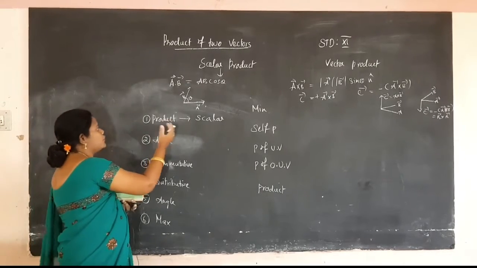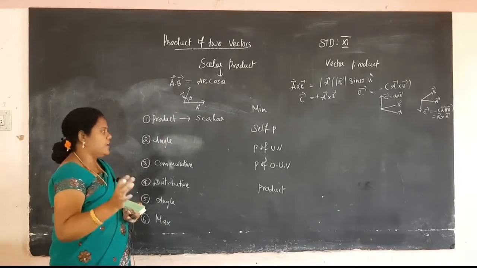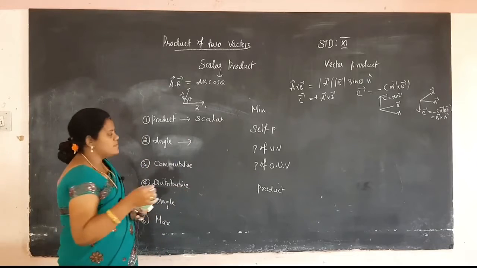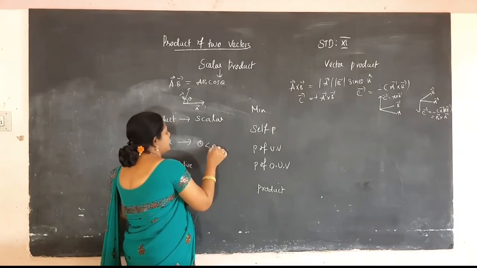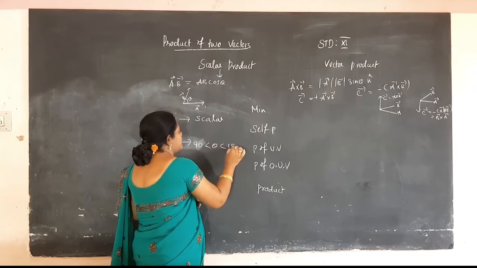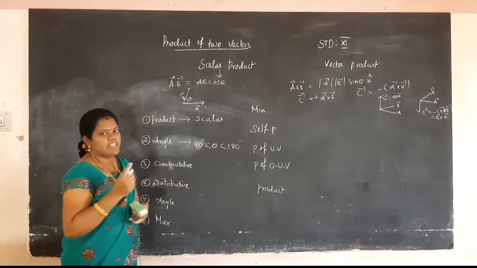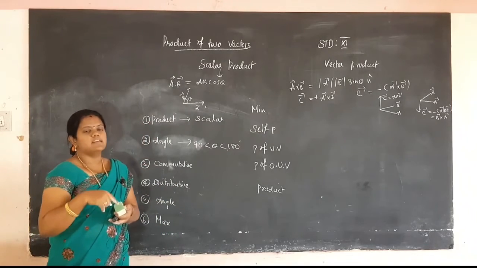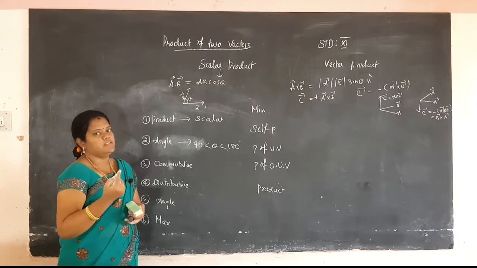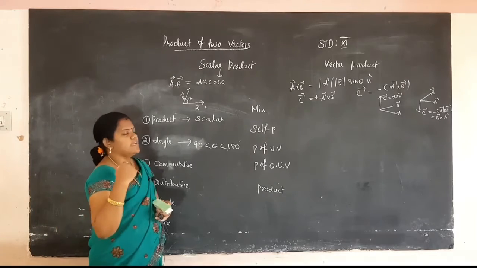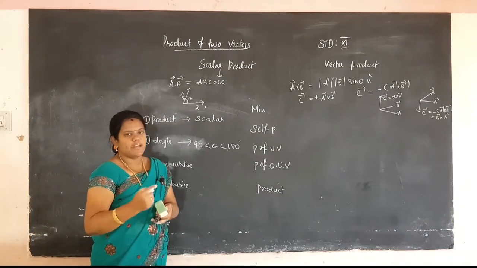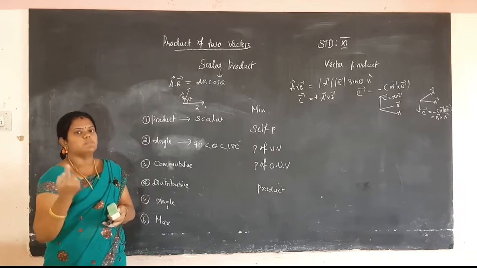The product of two vectors gives only a scalar in the scalar product, but the angle is always mentioned as theta, between 0 and 180 degrees. Acute angle is less than 90 degrees and obtuse angle is between 90 and 180. So for the acute angle we give the positive value, and for the obtuse angle theta the value is negative.